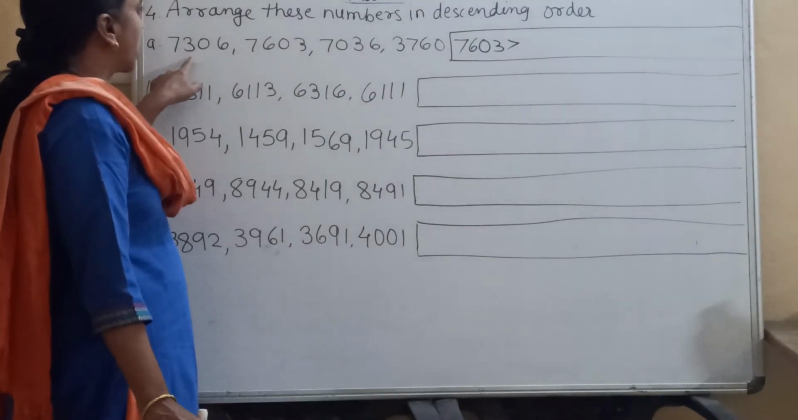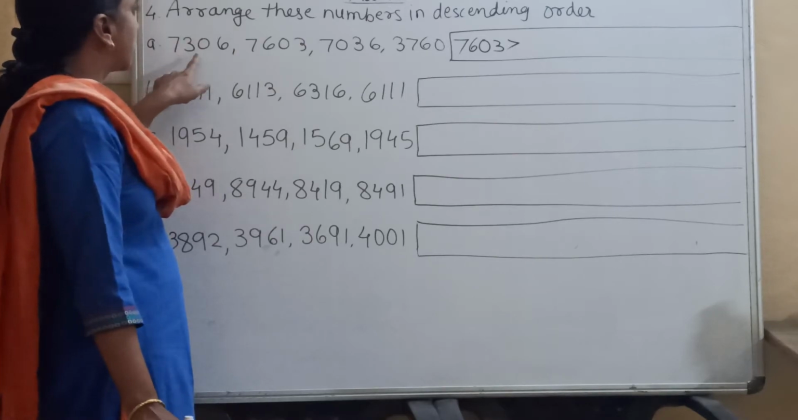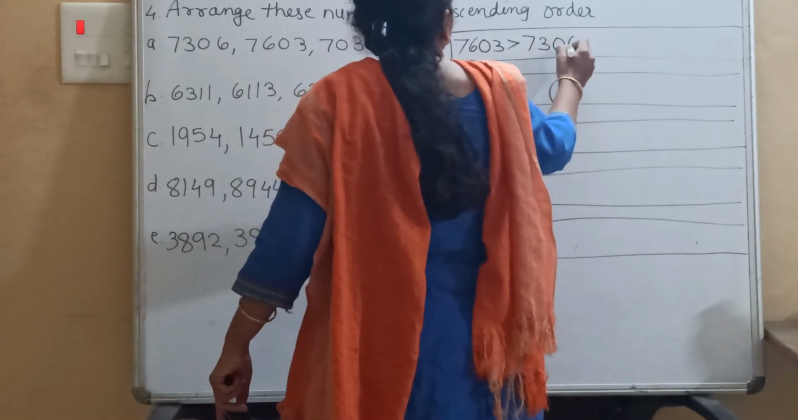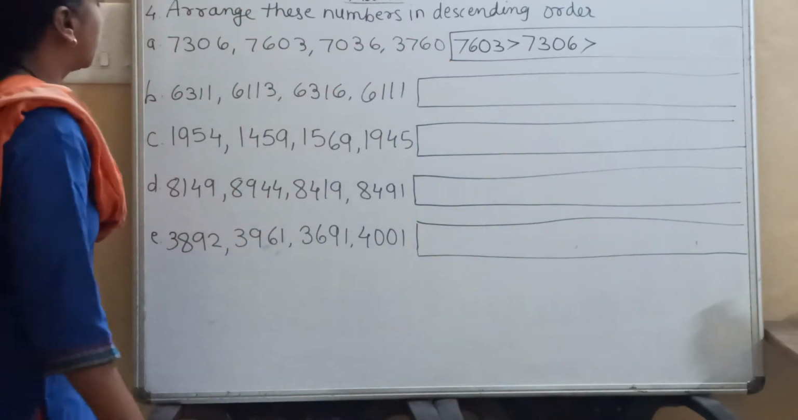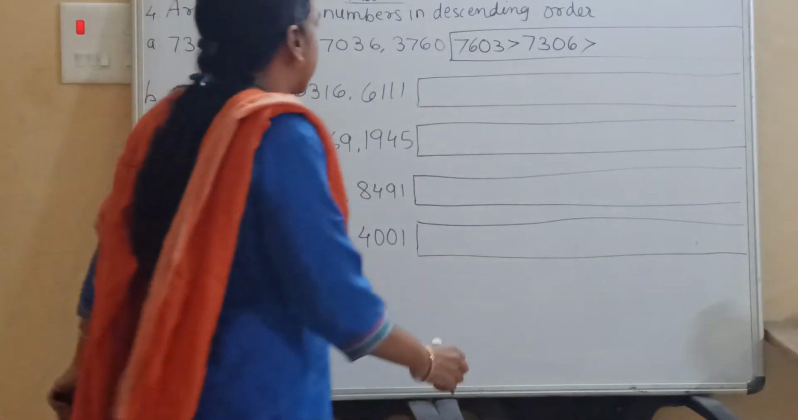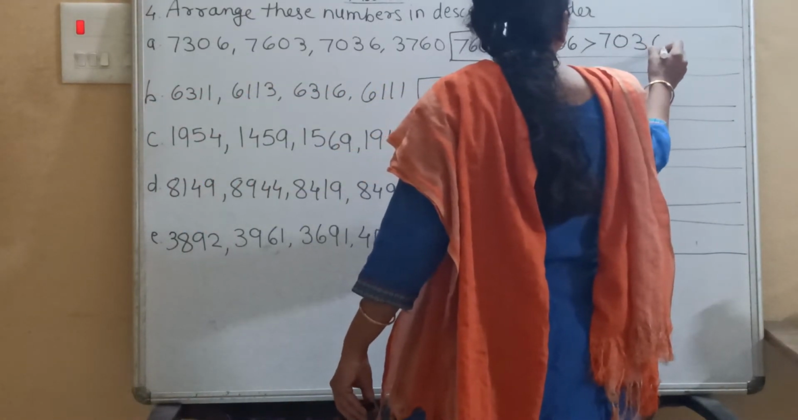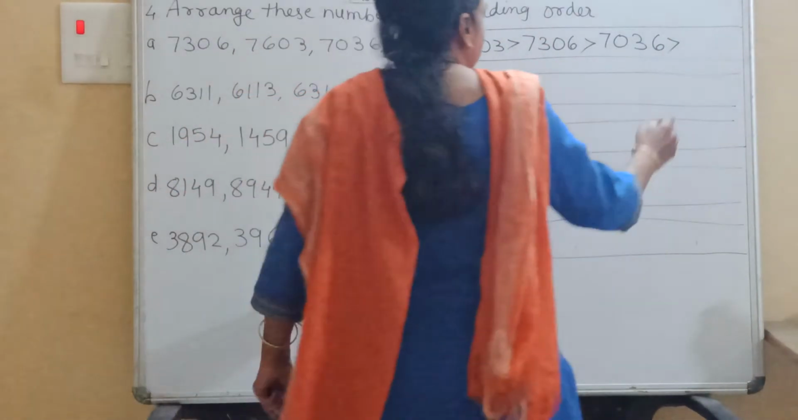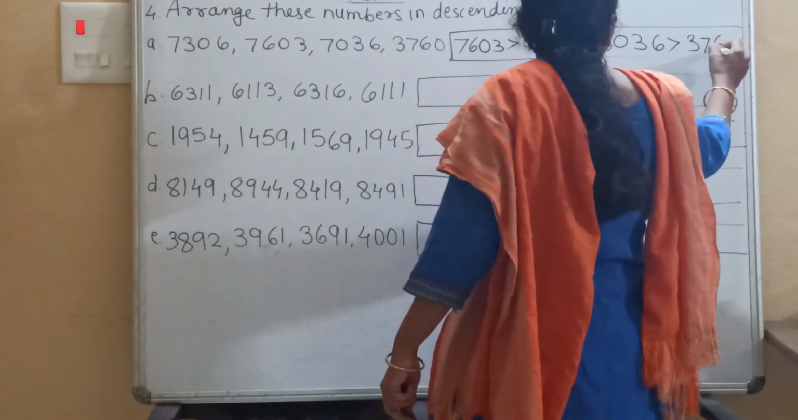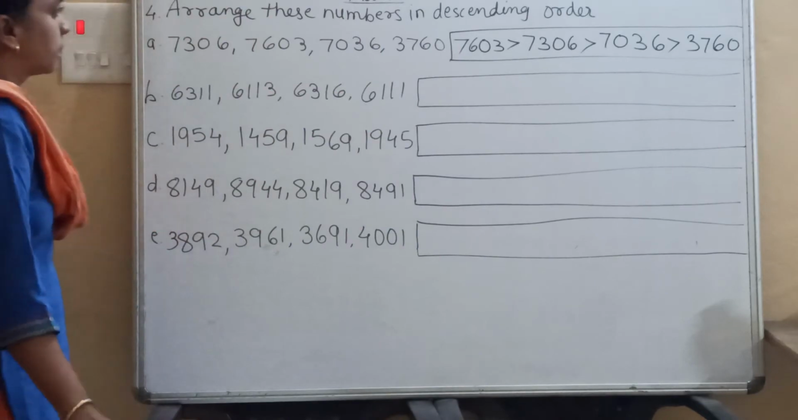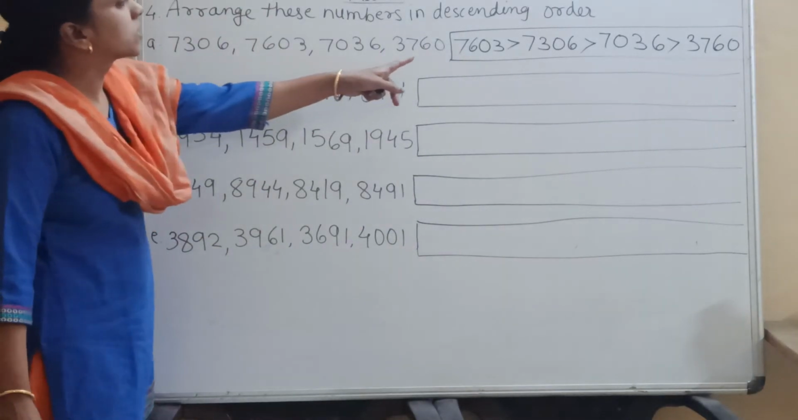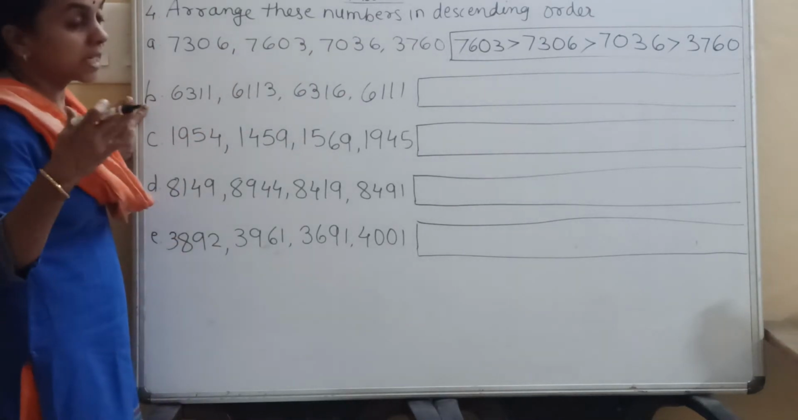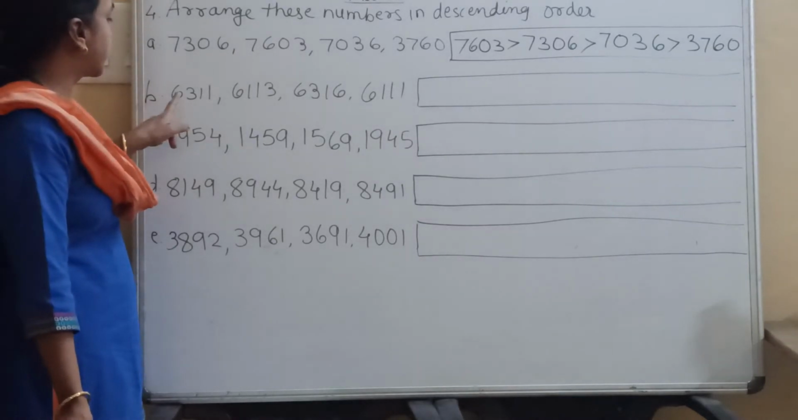Then which is the smaller number than this? 7306. So write down 7306. Then smaller than this number, 7036. Then smaller than this, 3760. Okay. So bigger, smaller, smaller and smaller. In this way we have to write down these numbers in descending order. Okay. Now see second question B.